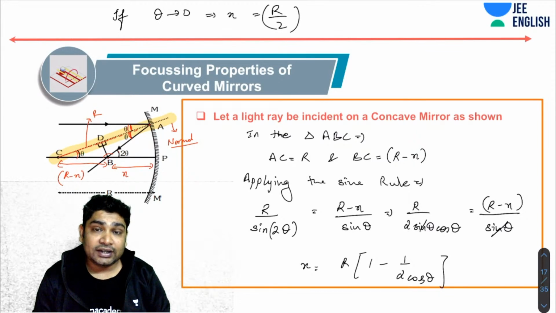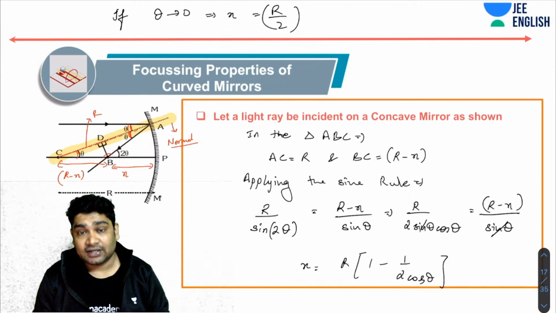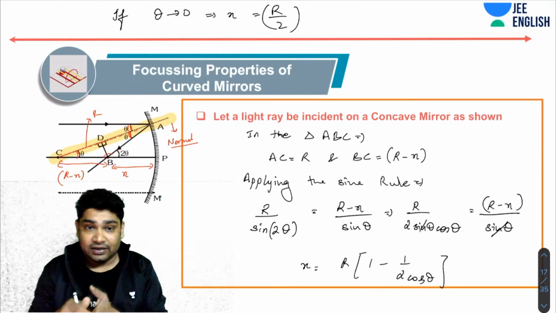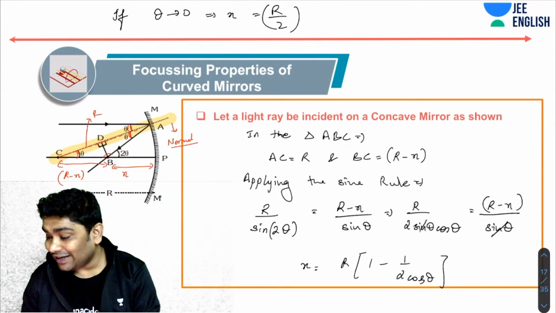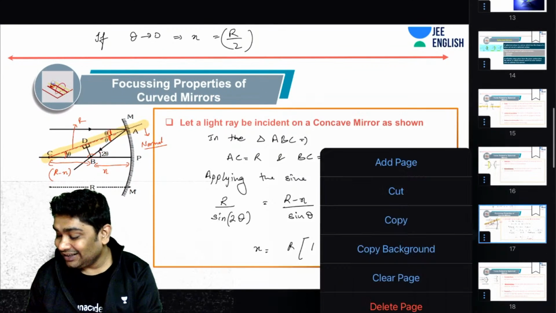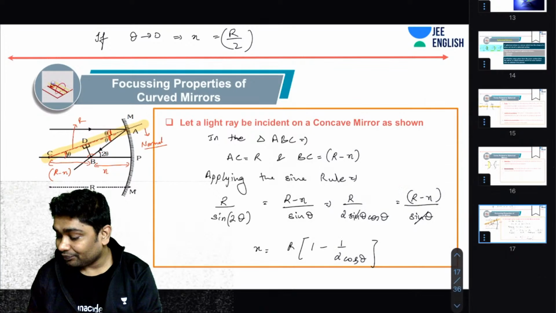So I can say all the rays moving parallel to the principal axis after reflection would get focused there. All of them would converge there. So that is what we call the focus, and this is the focusing property of this kind of mirror.